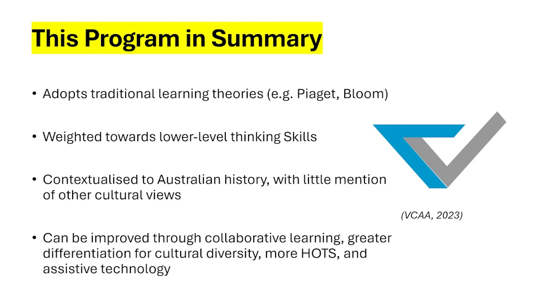In summary, studying law does lend itself to Piaget's learning theories, and this particular study design was weighted quite heavily towards lower level thinking skills in Bloom's taxonomy. As Australian law is contextualised to Australian history, this might not accommodate all learners of a cultural background. To improve the learning program, we looked at using collaborative learning, greater differentiation for our learners, more high-level thinking skills, and assistive technology such as AI. Thank you very much.